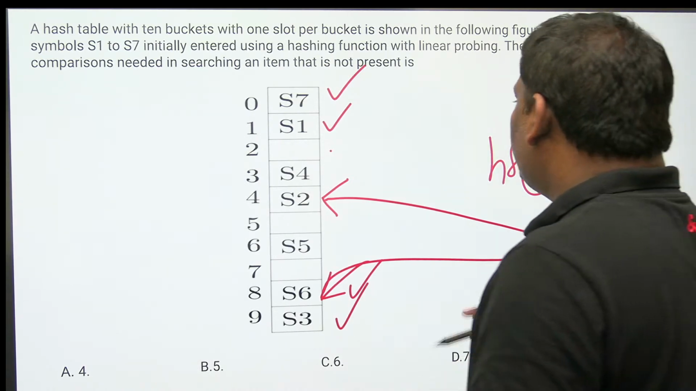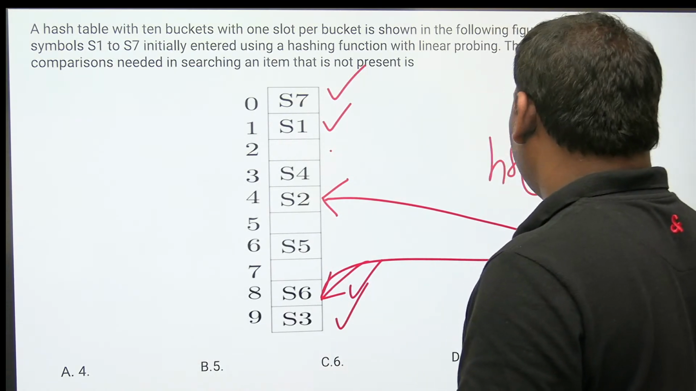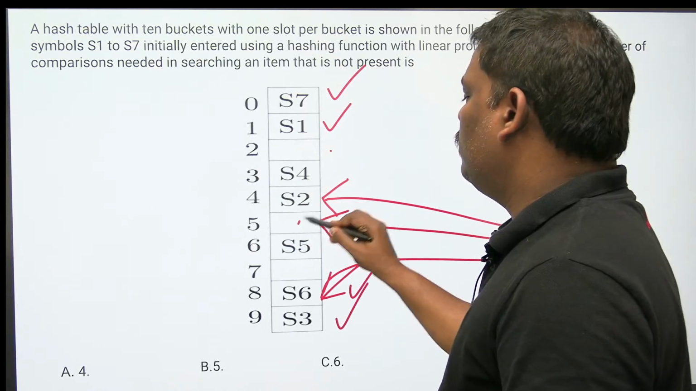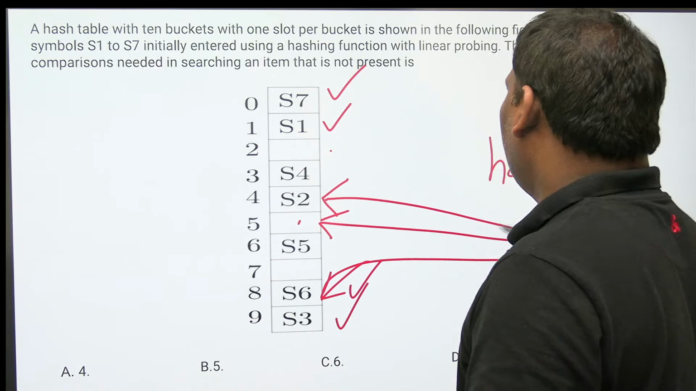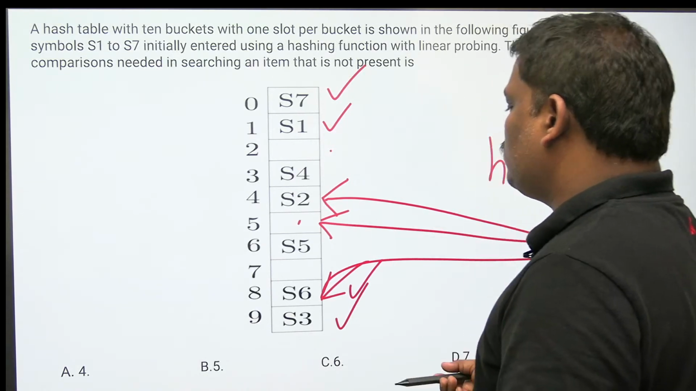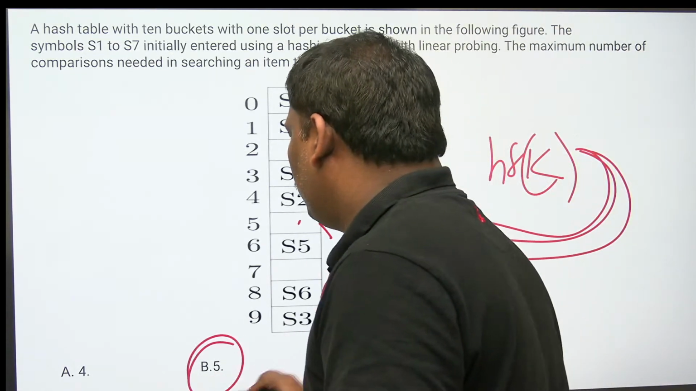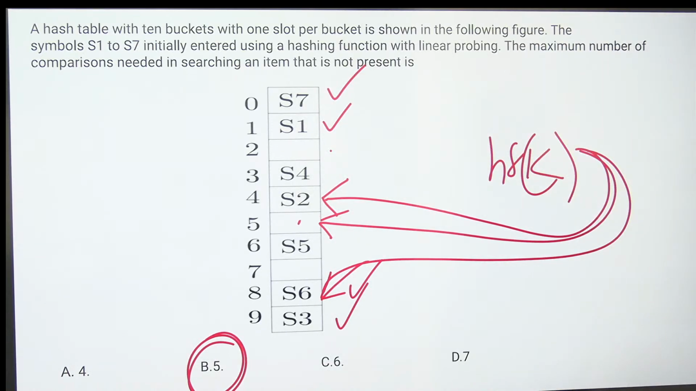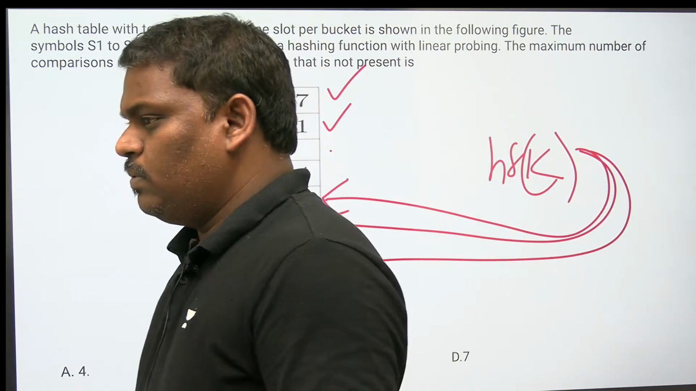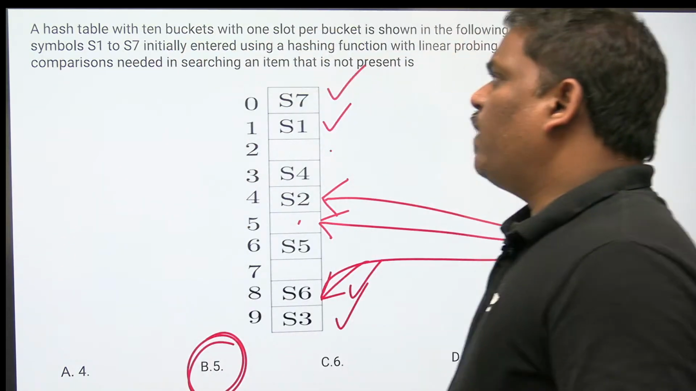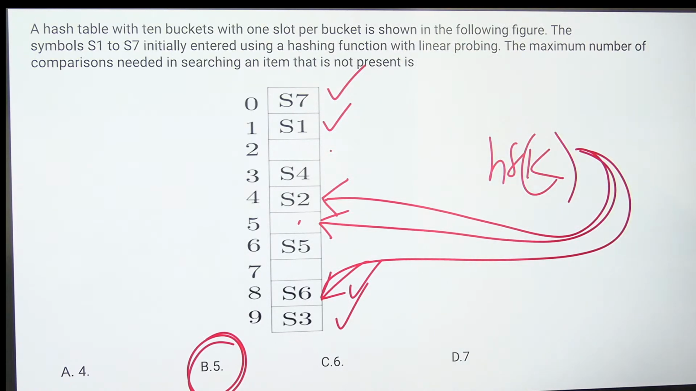To say the element is not there, the best case is directly 1. Worst case 5. Answer is 5. Please verify if anyone has any doubt.